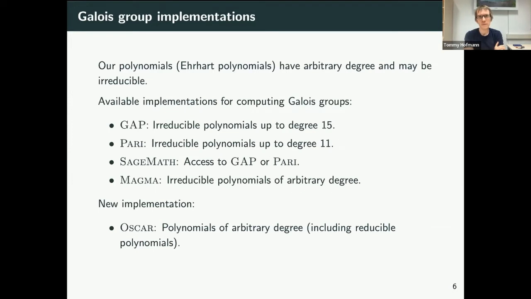So first of all, the objects we are interested in, these Ehrhart polynomials, they have arbitrary degree and they may be reducible, so not necessarily irreducible. And then if you start up Google and look for possible implementations, you find out that GAP, which is a package for group theory, has an implementation for degree up to 15. Pari, which is a package for number theory, has an implementation up to degree 11. And Sage, which has access to both, you have the supremum of both restrictions.